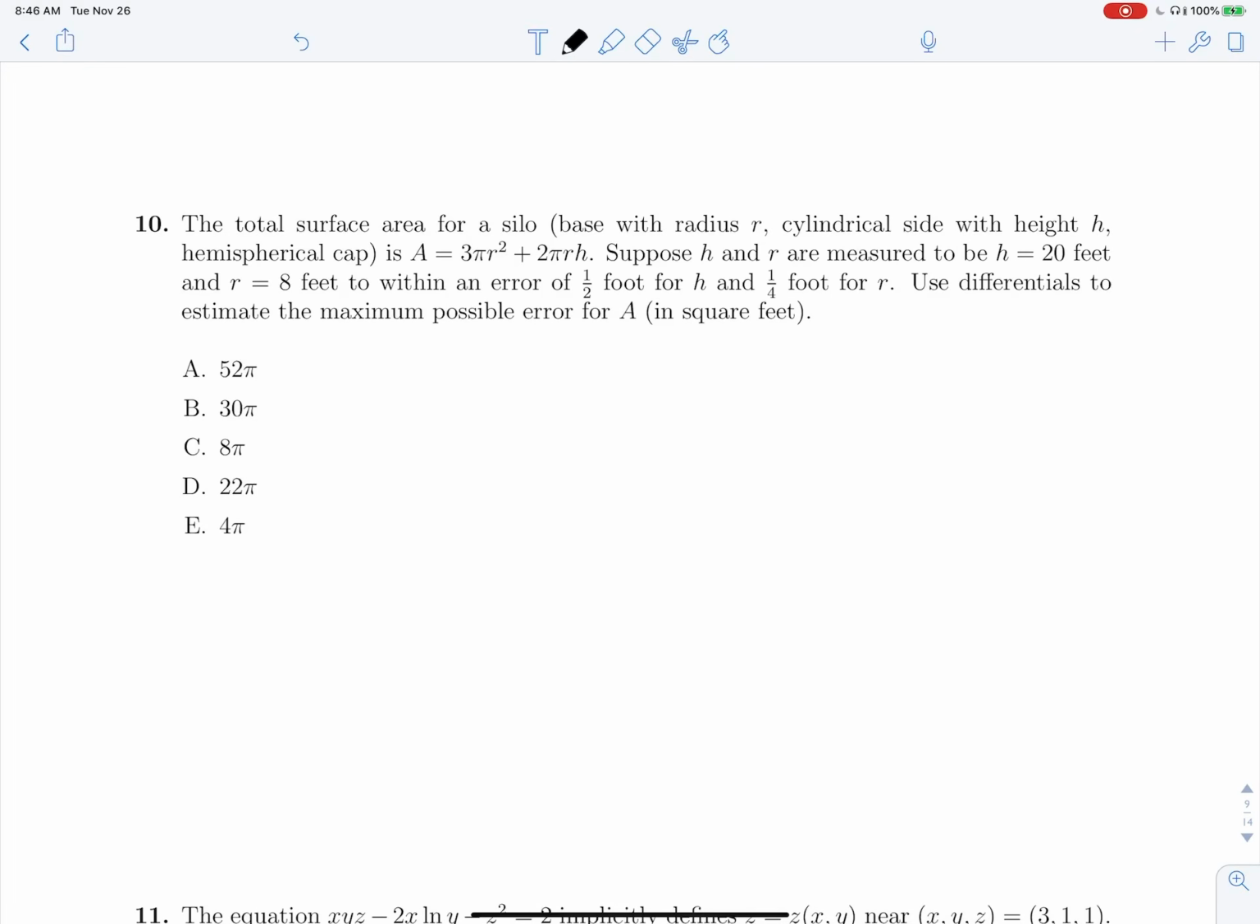Okay, let's use some differentials to evaluate the total error in the surface area of a silo, where that area is given by 3 pi r squared plus 2 pi rh. We can do this by adding together the total maximum error produced by R and H with these maximum error bars that they give us. So if we have an error function for R and an error function for H, that will give us our total error. So we can define these.